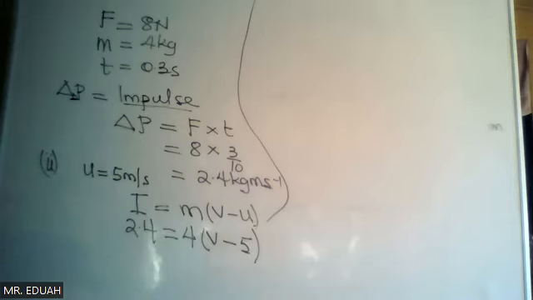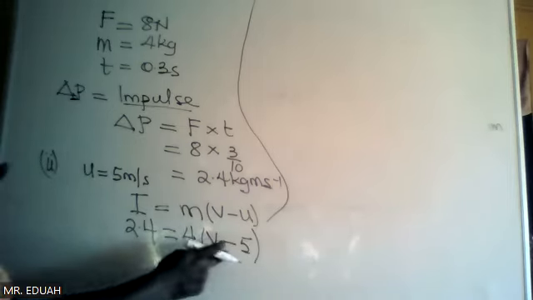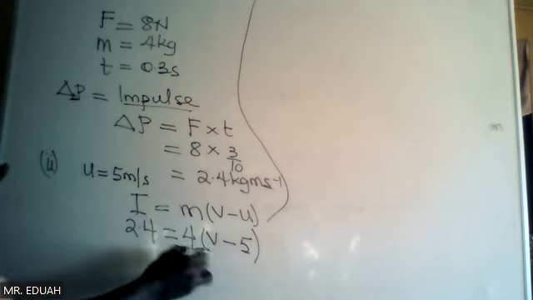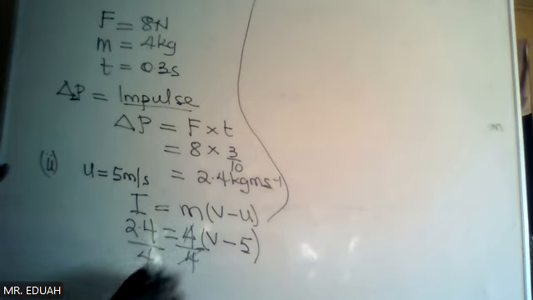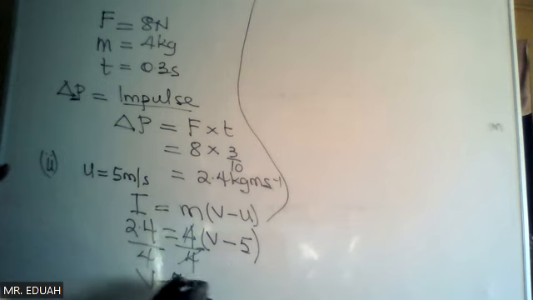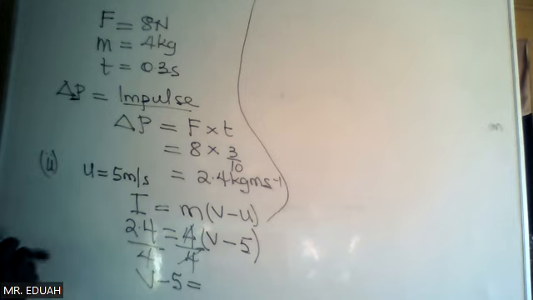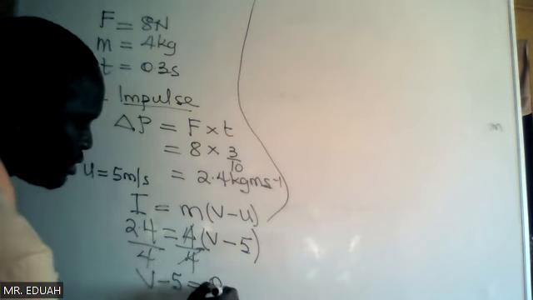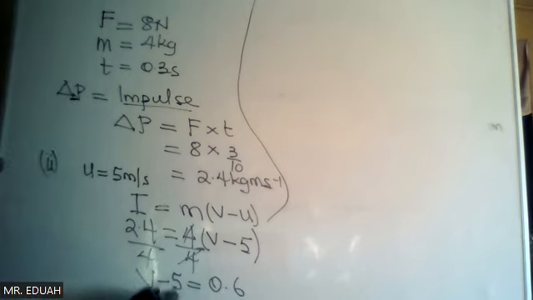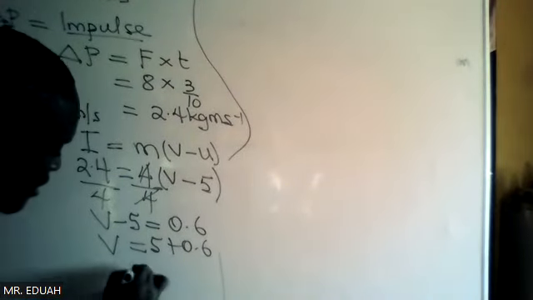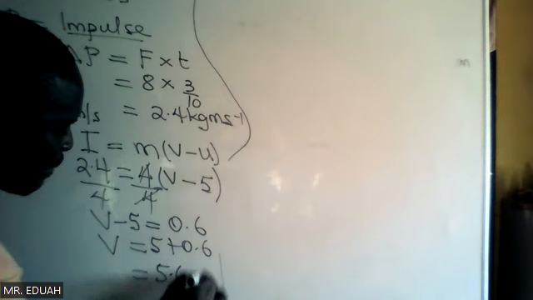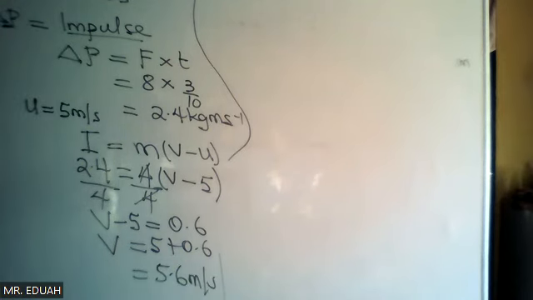Finished. That's all you find for V, by dividing through by 4. So you have V minus 5 is equal to, what is 2.4 divided by 4? 0.6. Therefore, V is equal to 5 plus 0.6, which will give us 5.6 meters per second. That's the final velocity.